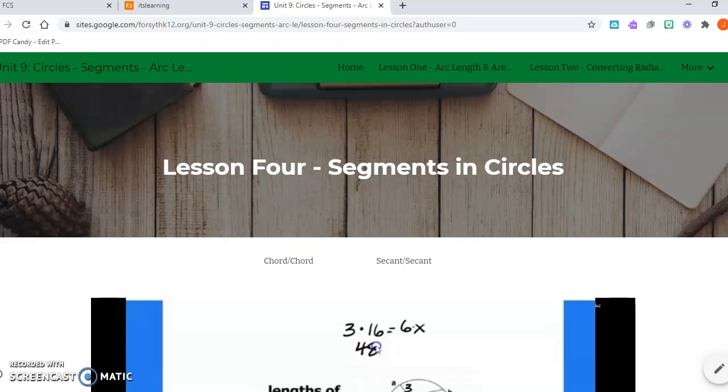So I would like for you to try to get through lesson 4, but at least get into it. If you don't finish it, it's fine. You can finish it up on either Friday or Monday when you're doing your tangents lesson.